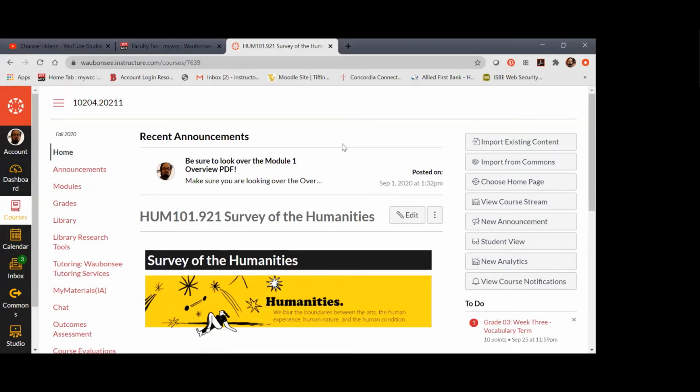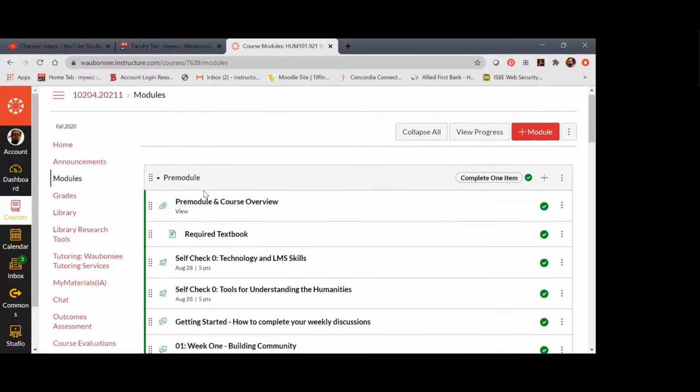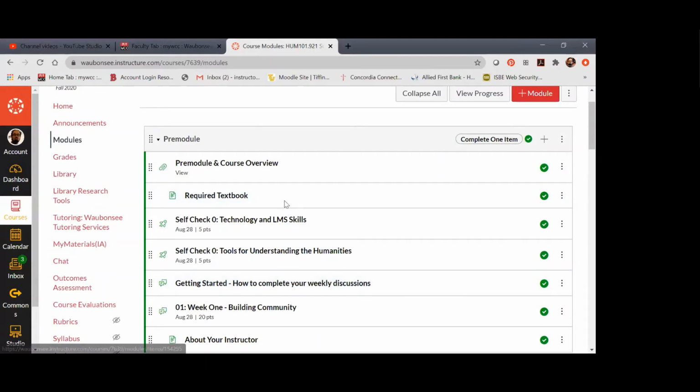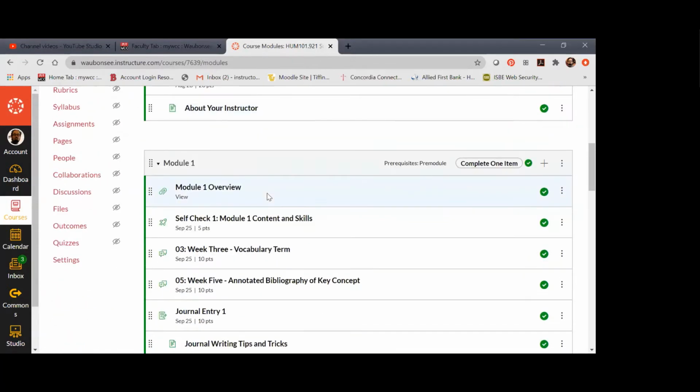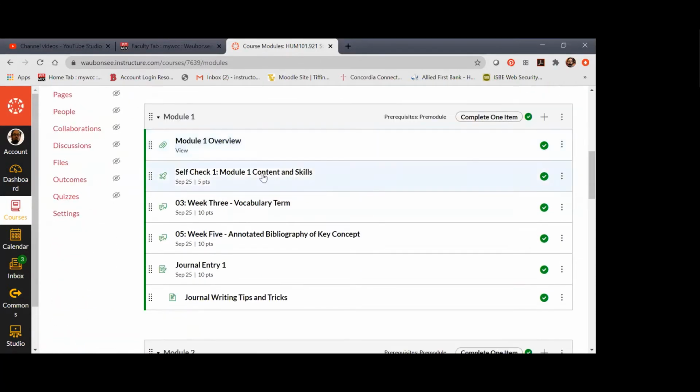So we're going to go over Module 1. You'll find Module 1 in our course shell on the left-hand side under Modules. And you'll notice that Module 1 is set up the same way that the pre-module was, and that was by design. The pre-module is meant to be a tutorial to kind of walk you through the pattern of the course. So you'll see Module 1 has 5 major tasks. The overview document, which also includes your reading and resources, your self-check, 2 discussions, and your journal entry.